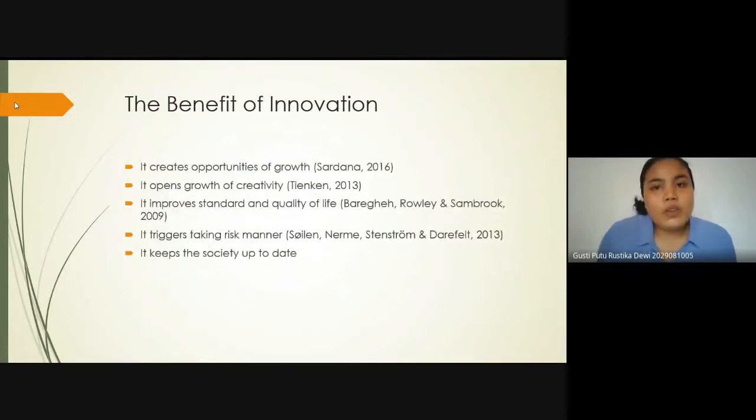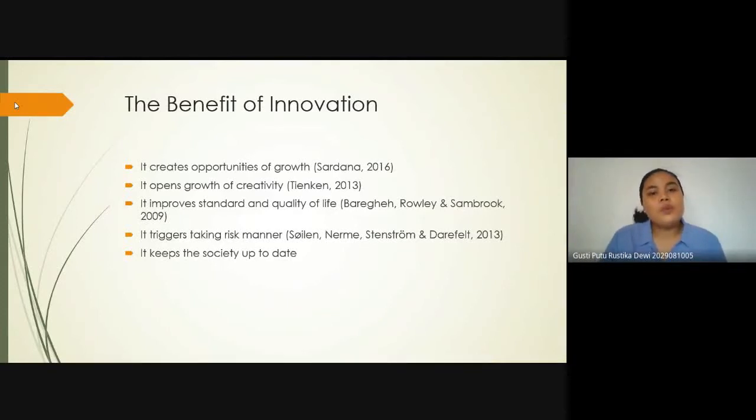So there are several benefits of innovation. The first one is that it creates opportunities of growth. So innovation is not only about gaining knowledge, but also it is continuous learning in which that knowledge is translated into action. Next is that it opens growth of creativity. So creativity and innovation is interrelated. So if you want to be innovative, you have to think creatively in order to generate novelty.